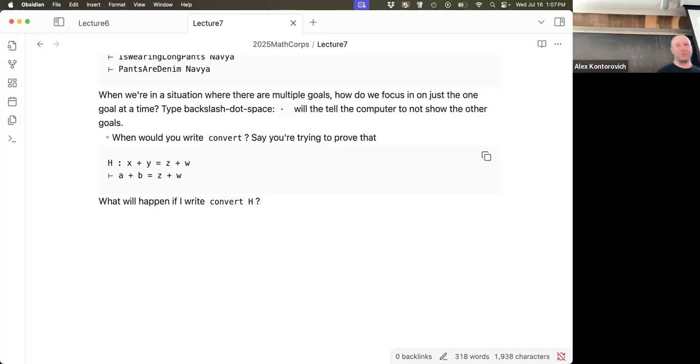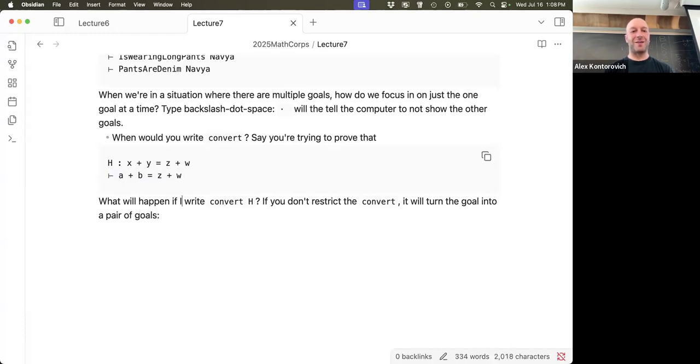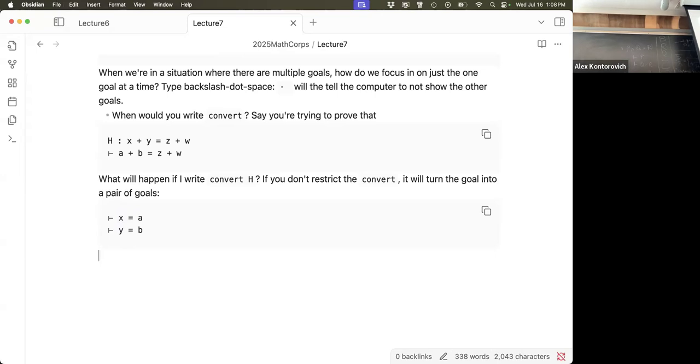So what convert is going to try to do is pattern match. And if you just leave it as is, if you don't restrict the convert, it will turn the goal into a pair of goals. I think what you mean is x is equal to a and y is equal to b. Because if you can prove that x is equal to a and y is equal to b, then H is what you wanted. But maybe it's not true that x equals a and y equals b. Maybe it's only true that x plus y is equal to a plus b. So it converted down to too many levels. Exactly. So maybe it's not true that x equals a, etc. So we don't want to convert this far.